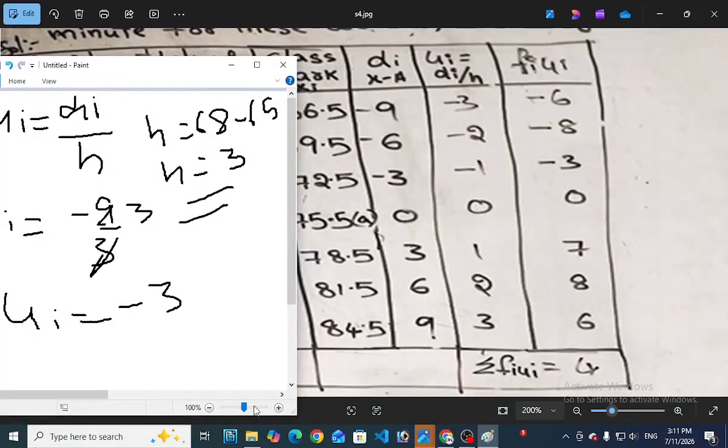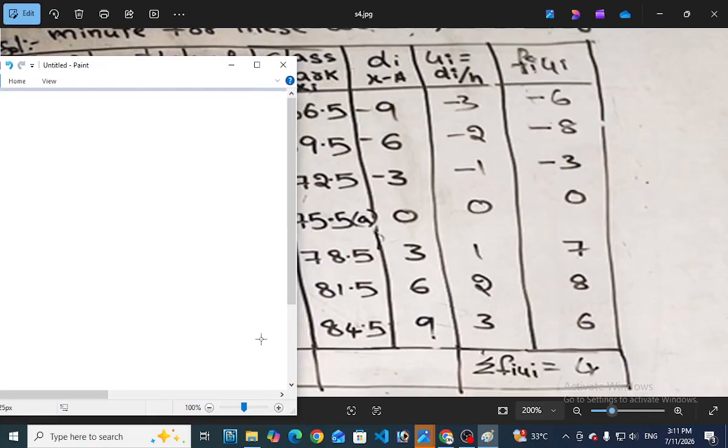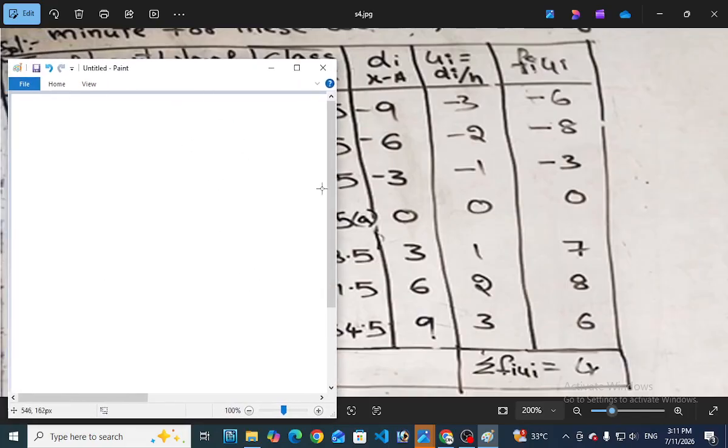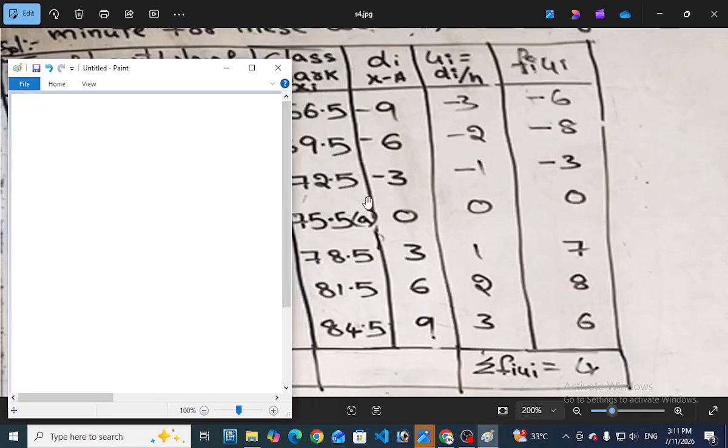The next class. So next one, minus 6 by 3. Minus 6 by 3 is equal to minus 2.